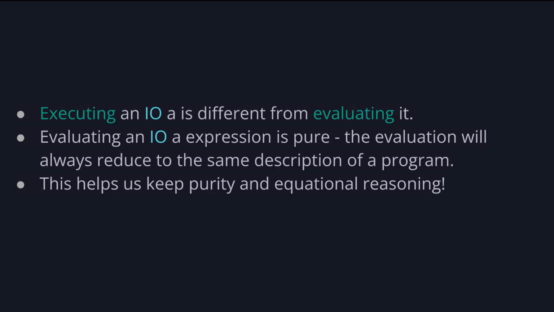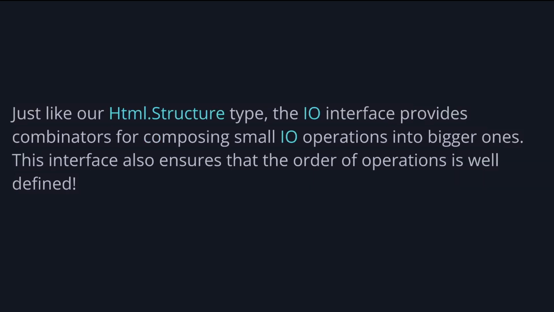The Haskell runtime will execute the entry point to the program, the expression main, which must have the type IO of unit. In order for our IO operation to also run, it has to be combined into the main expression. Just like our HTML structure type, the IO interface provides combinators for composing small IO operations into bigger ones. The interface also ensures that the order of operation is well defined.